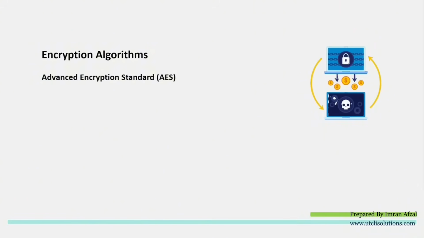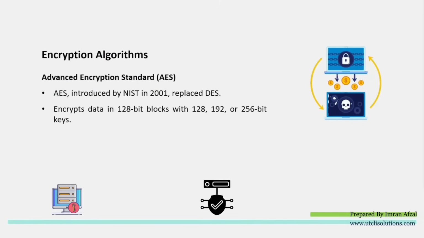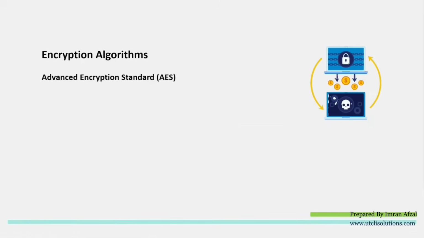Advanced Encryption Standard. Well, the Advanced Encryption Standard, AES, is like the modern superhero of encryption, which ensures that our sensitive data stays safe. It was introduced by the United States National Institute of Standards and Technology in 2001. It replaced the older and less secure Data Encryption Standard. So, as a block cipher, AES encrypts data in fixed blocks of 128 bits and supports three key sizes: 128, 192, and 256 bits. So, the longer the key, the stronger the security.